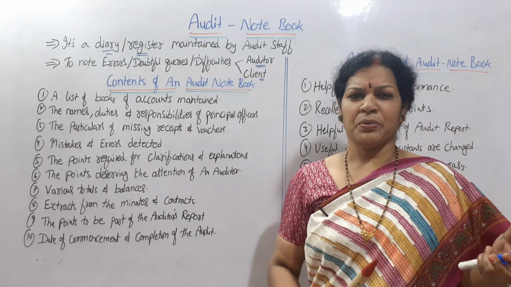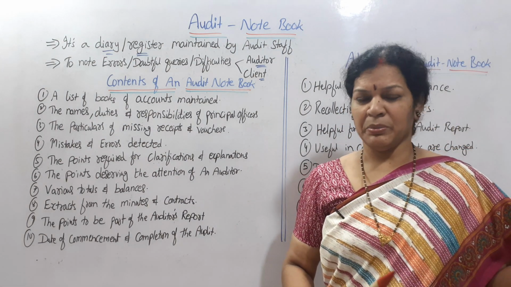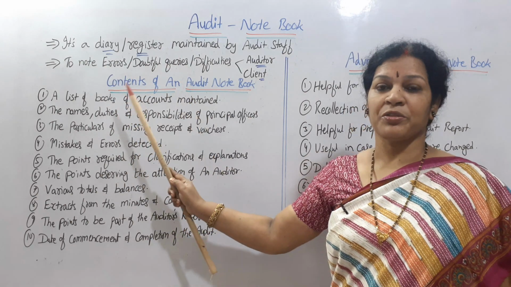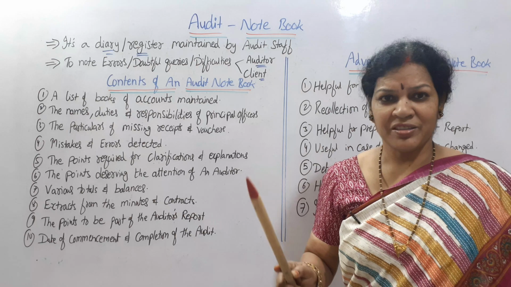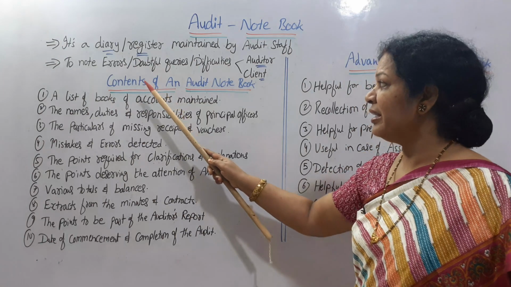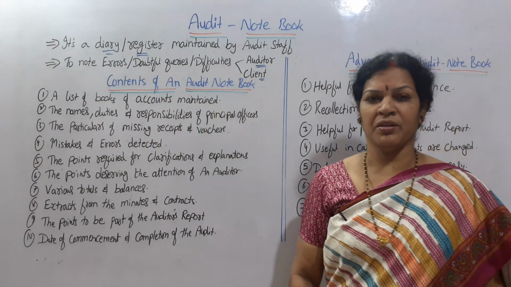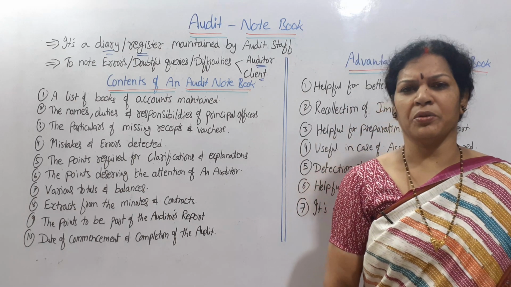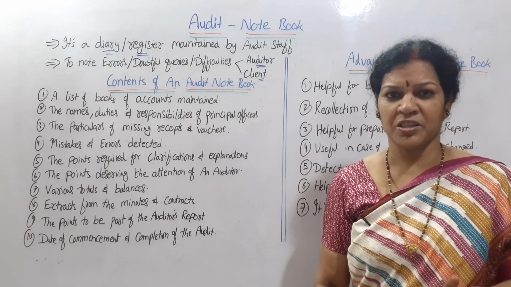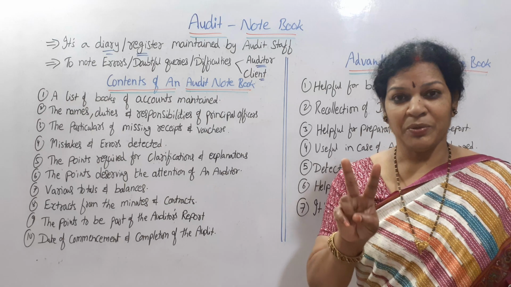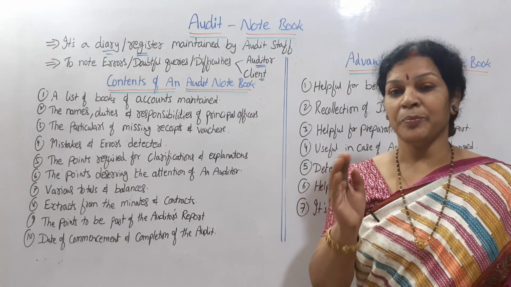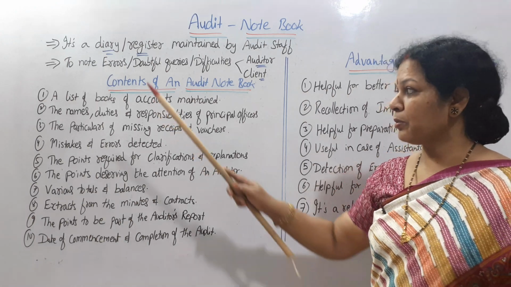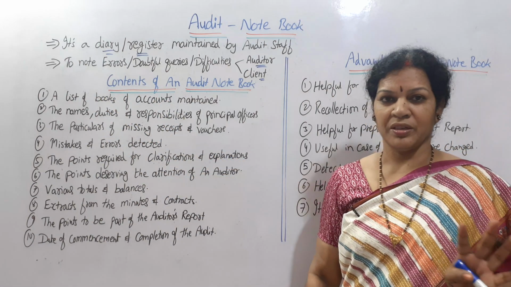Maybe the requirement is from the auditor or from the client, whatever it may be, the audit staff is going to note everything in the audit notebook. We will discuss in depth. First of all, the contents of an audit notebook. What do you write in the audit notebook? Who is maintaining the audit notebook? Audit staff. Staff is divided into two parts, senior staff and junior staff, and they have to maintain it. So, what are the contents of the audit notebook? In total, 10 points you have to remember.